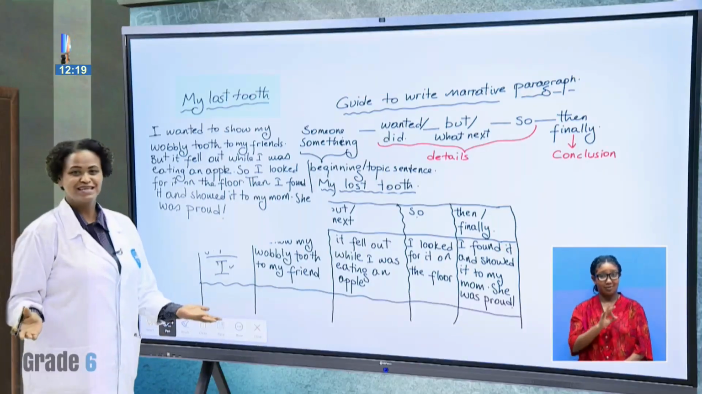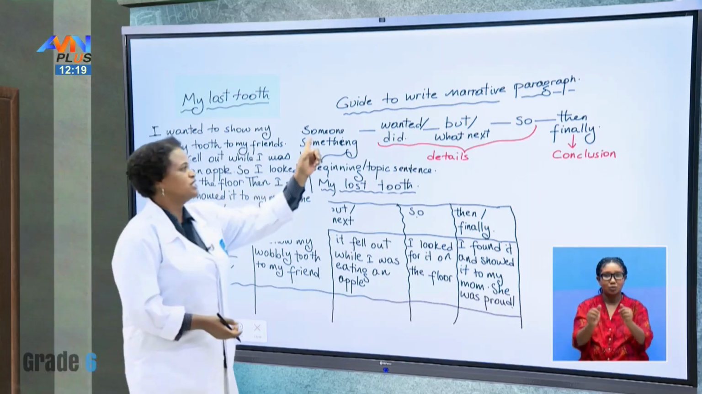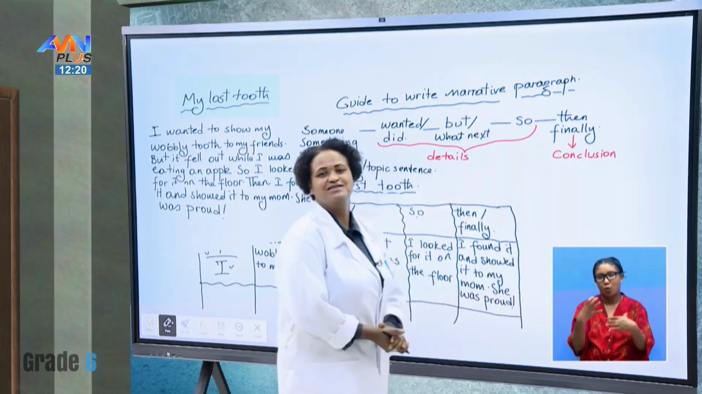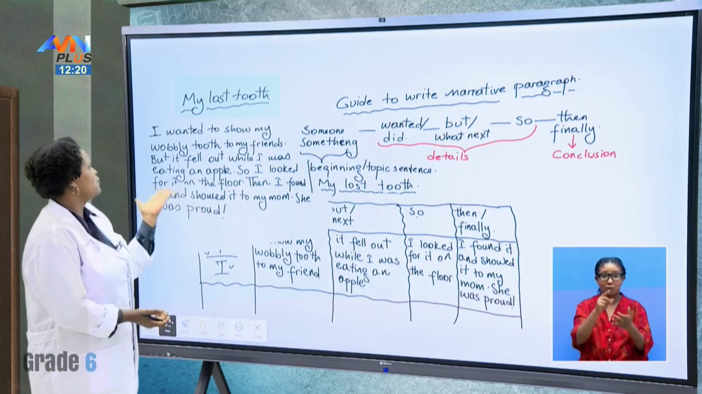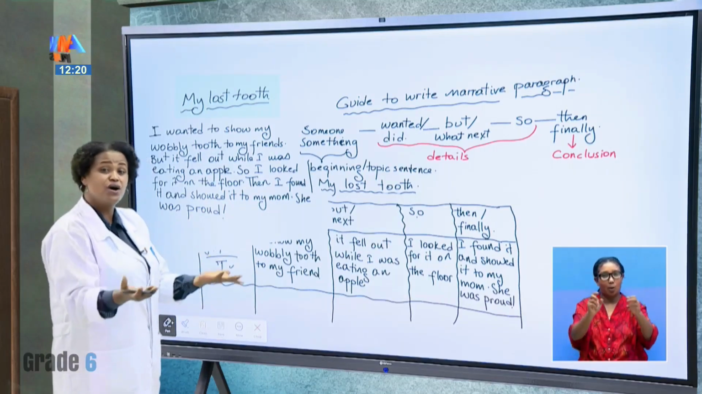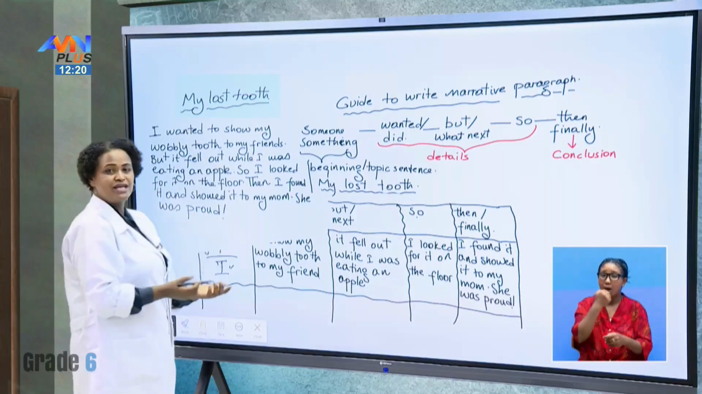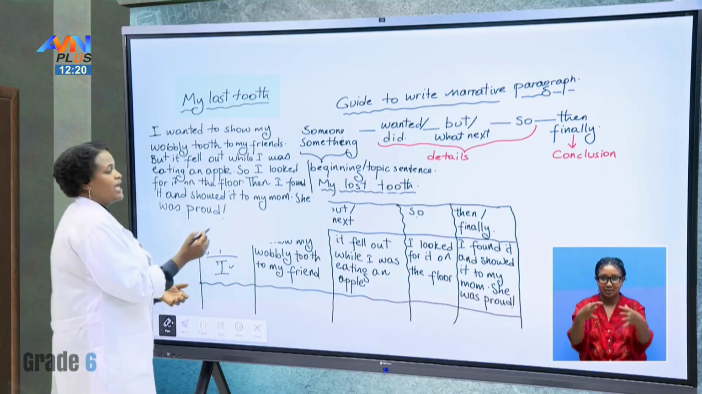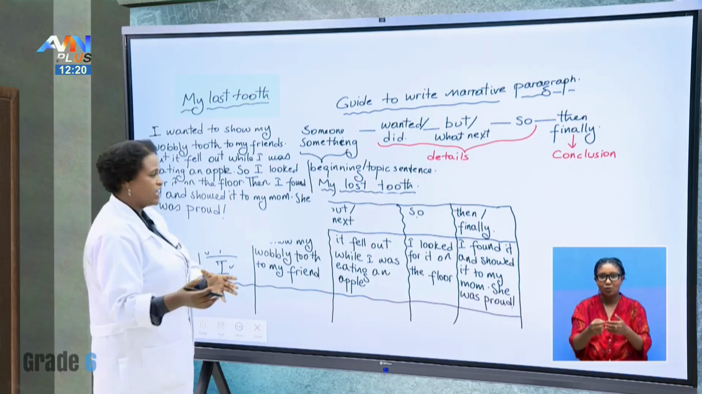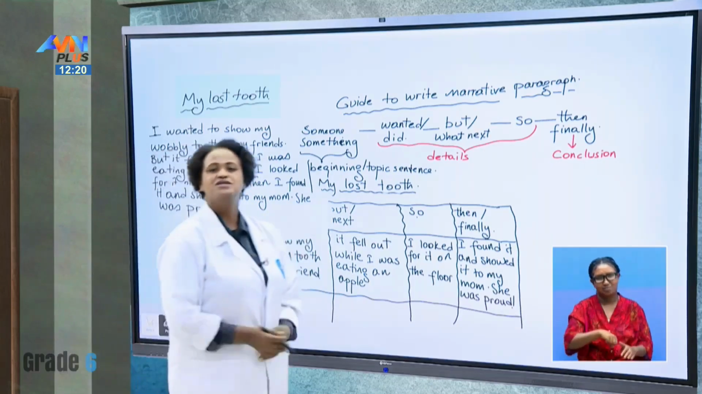Wow, isn't that amazing? We just make a paragraph just like that in a simple way. Which way do we use? Someone, something, wanted or happened, but what next? So, and conclusion. I wanted to show my wobbly tooth to my friends is our topic or our beginning of the story, right? Okay, then, but it fell out while I was eating an apple is one detail or supporting sentence, and so I looked for it on the floor is another detail, yes? So we have come to the end. Then I found it and showed it to my mom. She was proud. You see?